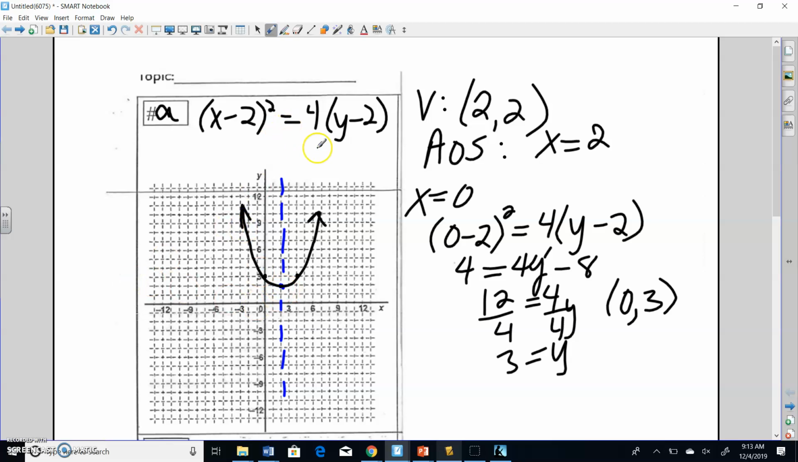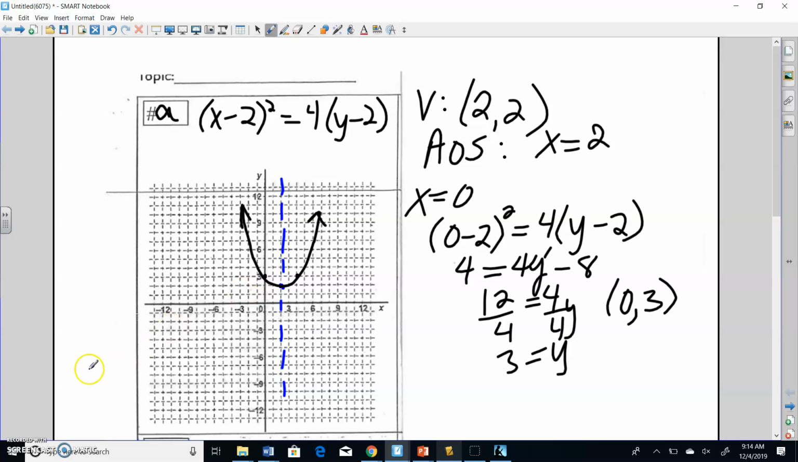Okay, so in reviewing this, we started out with the equation already. We had the equation, we identified the vertex and the axis of symmetry, and we plotted those. And then, because it's a vertical one, we want to see where it crosses the y-axis. That's always an important point to have if you can. So we plugged in 0 for x, simplified and found y, and then plotted that point, reflected it over that axis of symmetry, and there's our graph.